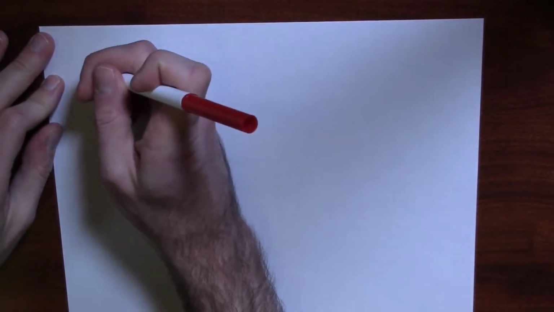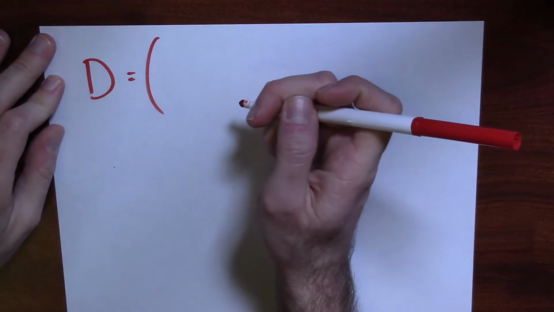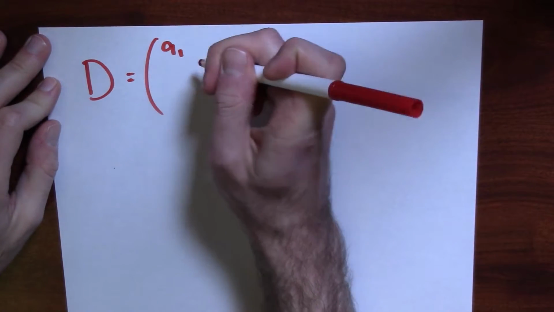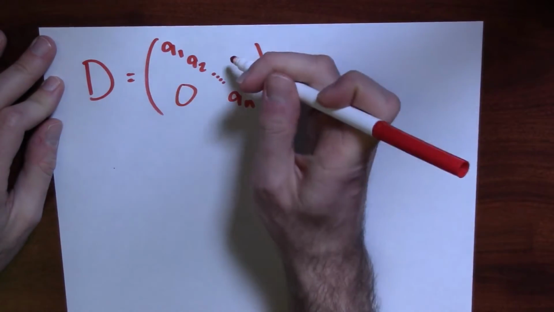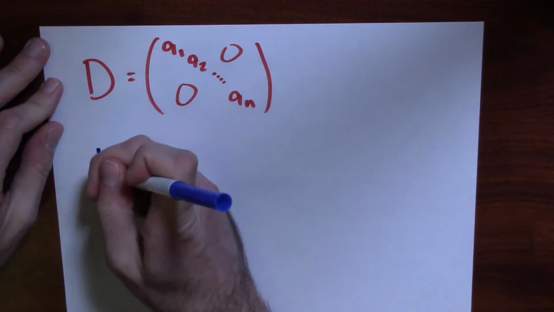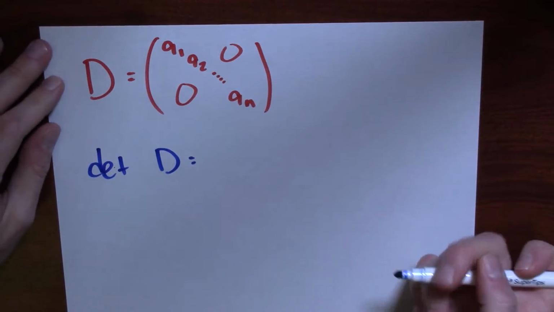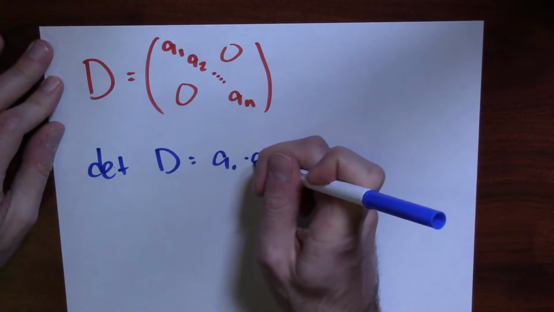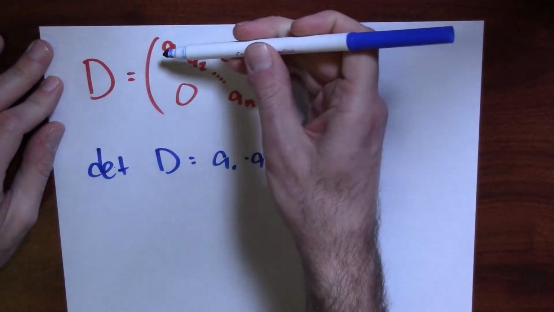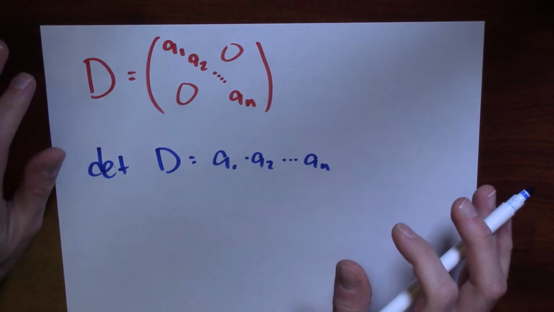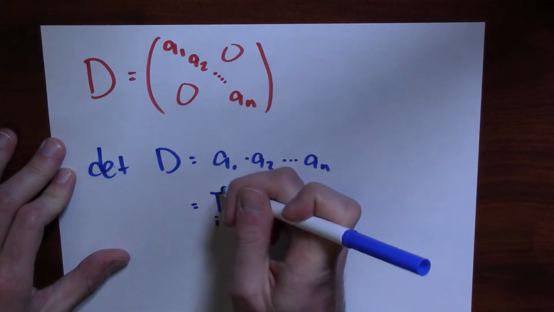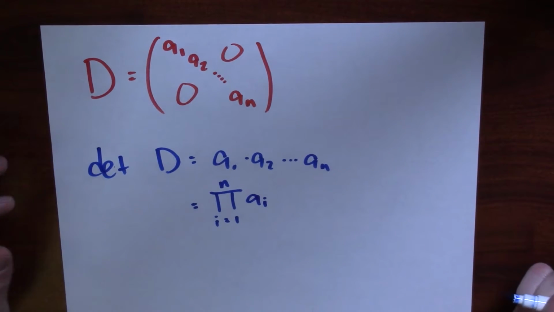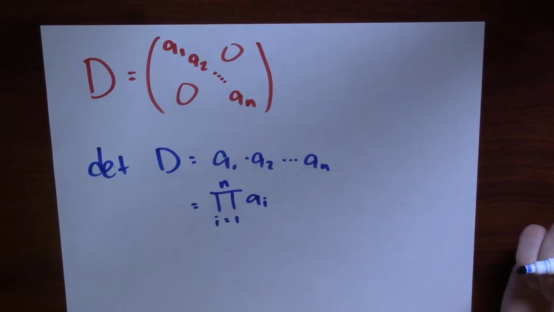The same is true for a diagonal matrix. So suppose I've got a diagonal matrix, which I'll call D for diagonal, and maybe it's got entries A1, A2, all the way down to An down the diagonal, and everything off the diagonal is 0. Well, then what's the determinant of this matrix D? It turns out to be the product of the entries down the diagonal. It's just the product of all these numbers, which I could write in a slightly fancier way as the product, i goes from 1 to n, of A sub i, if the entries down the diagonal are called A sub i.